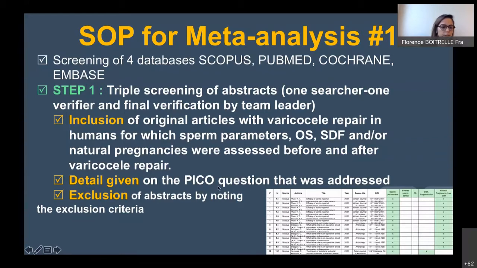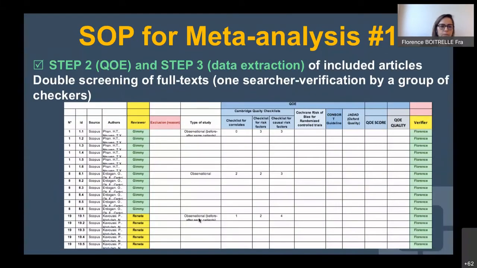After step 1, we performed step 2 and step 3. Step 2 was for quality of evidence. We used 4 scales, 1 to 4, for each article. You can see the scales here. All researchers and verifiers had to evaluate the quality of the study using these scales. And step 3 consisted of entering, for each article, the patient data and the numerical data.